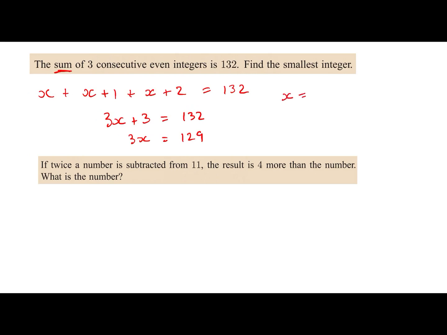3x equals 129. Okay, so what does x equal? Divide by 3 on both sides. 129 divided by 3 equals 43. Okay, so the smallest integer you said was x, so the answer is 43. Okay.